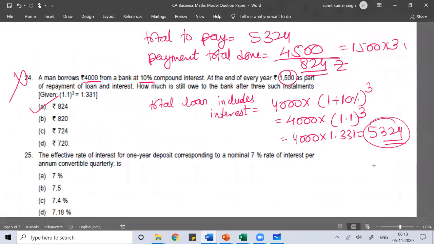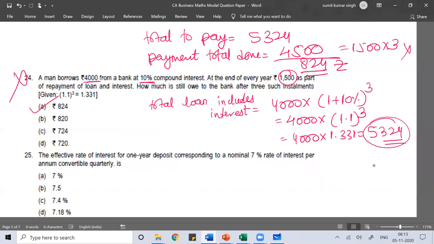The earlier answer is not correct, because mathematically you are paying 1,500 rupees for 3 years. If you pay 1,500 rupees three times and the rate of interest is 10%, you should get the advantage of 10% on that. For the loan you are calculating 10%, but on the money I'm giving you, the 1,500 rupees, I should also get a reward of 10%, right?